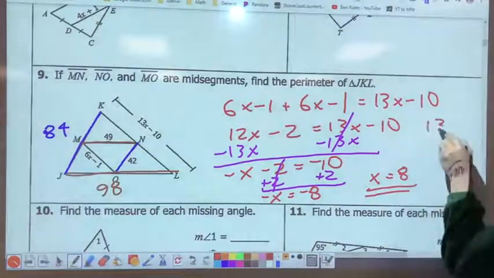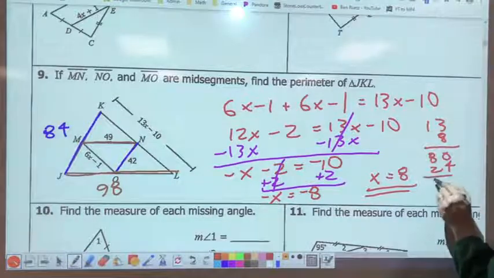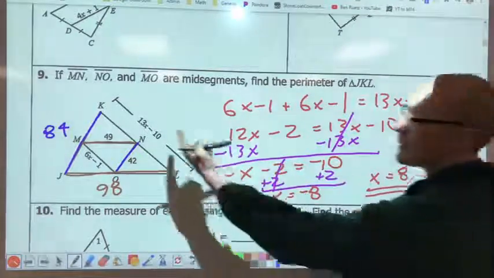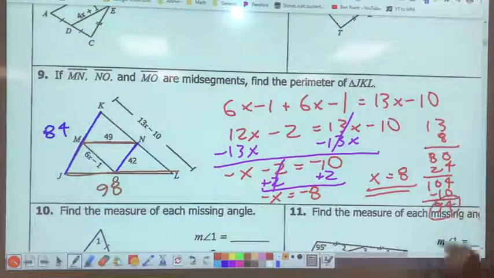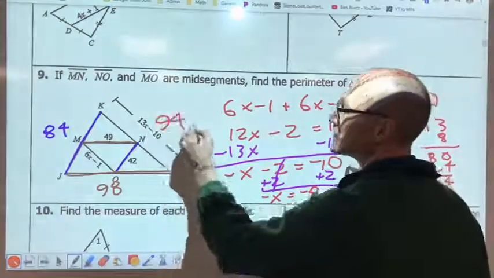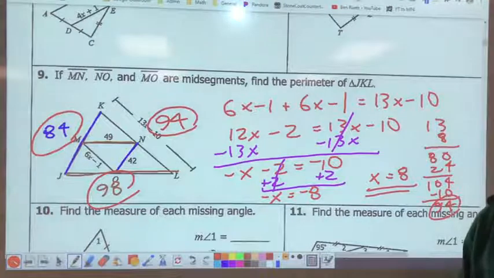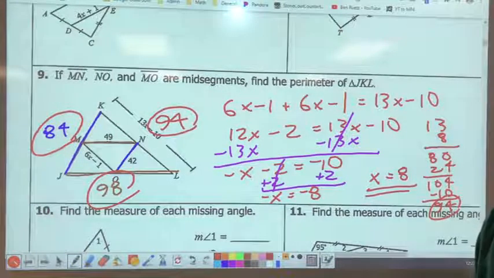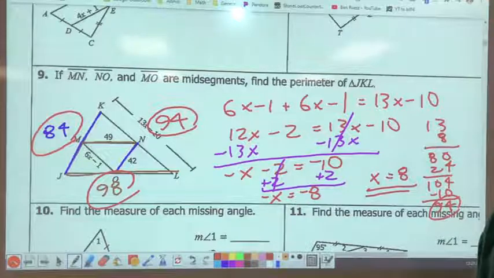13 times 8 isn't a very easy one to do. That's going to be 80 plus 24. That's 104 minus 10 gives you 94. So it looks like this side right here is 94. I now have all three of my sides that I can add together and get the perimeter. 180, 260, 270, 272, somewhere in there. Check the notes and see if I did it right. But that's the idea for problems like this.